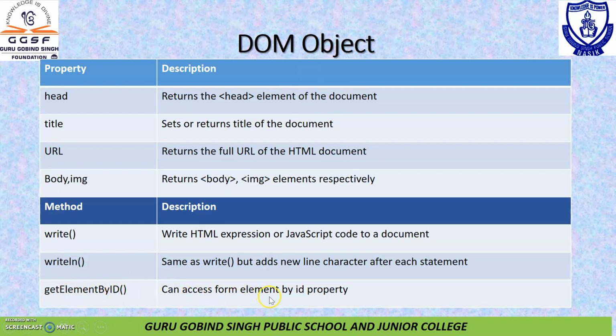It can access elements from a form by the id property. In the form tag we have different elements, like a text box, a radio button, a simple button, and you can access those elements by id.